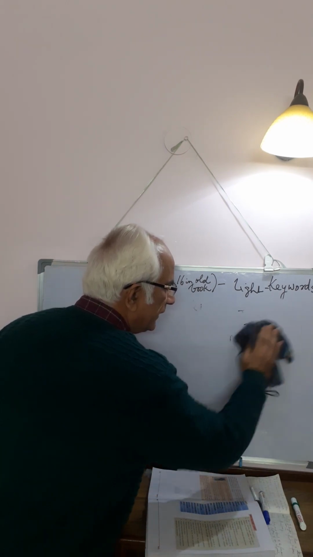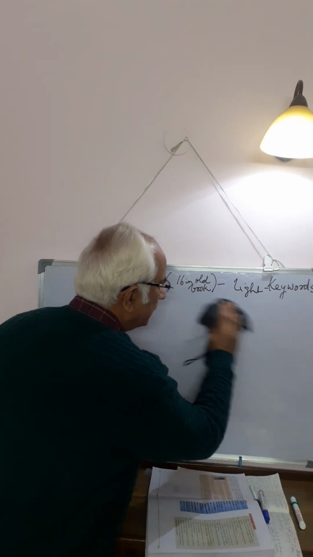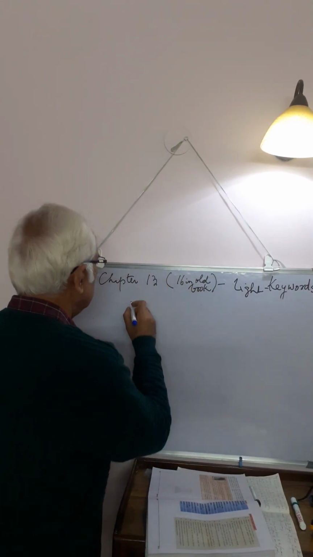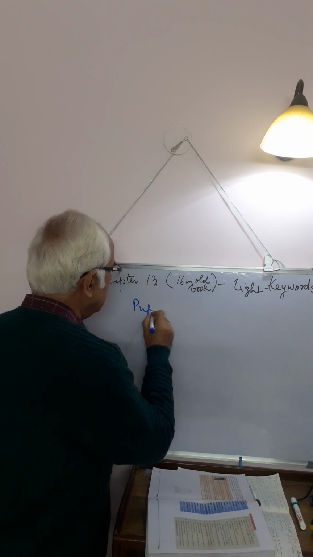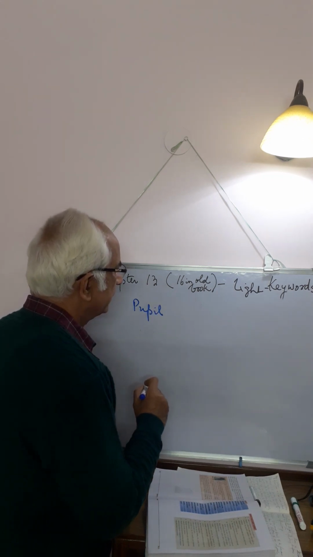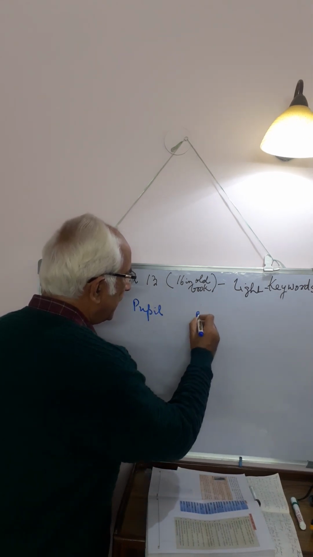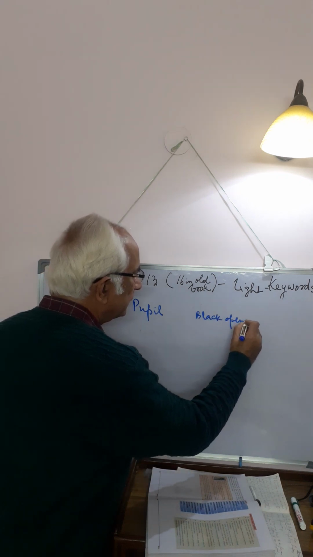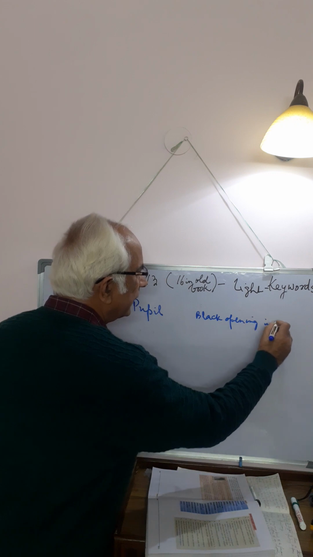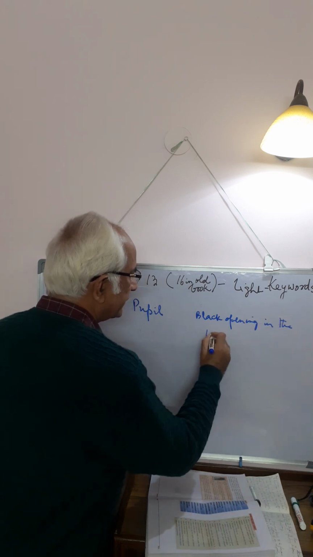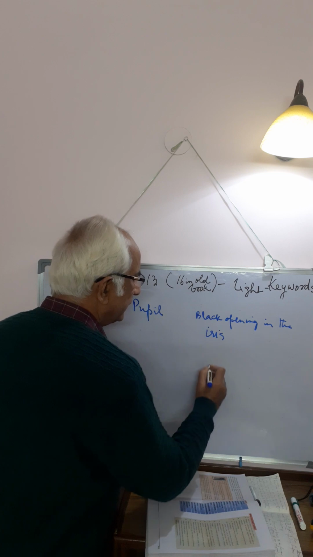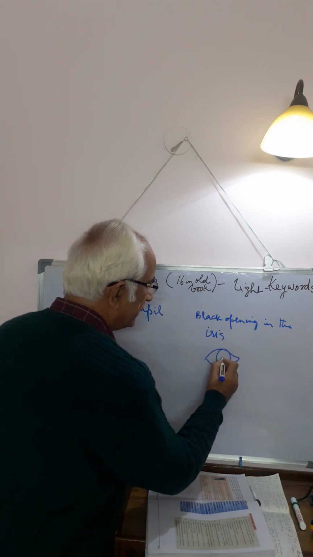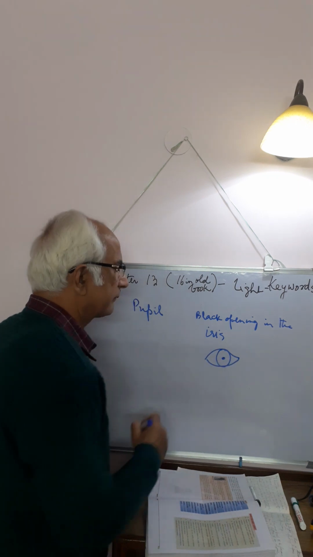So now we'll come to the next word. Pupil. This is a small black opening in the iris. ये हमारी आंख है. This is iris. ये बीच में सेंटर में होता है.